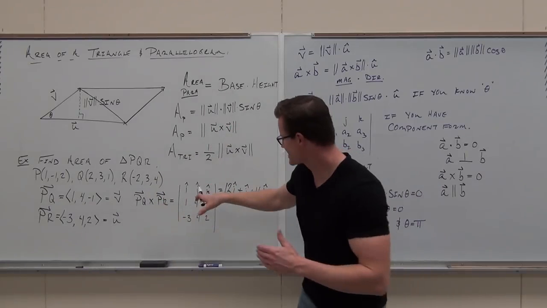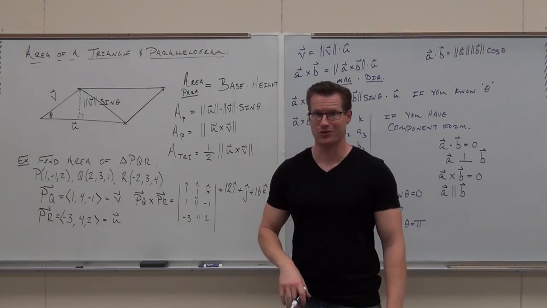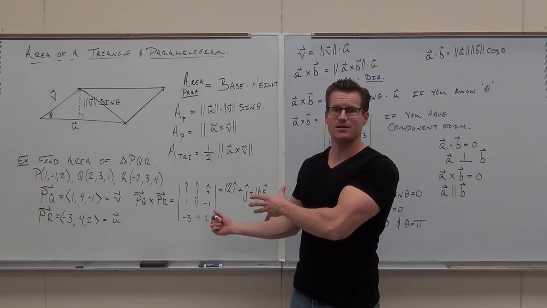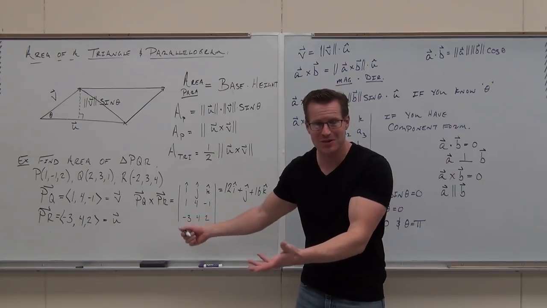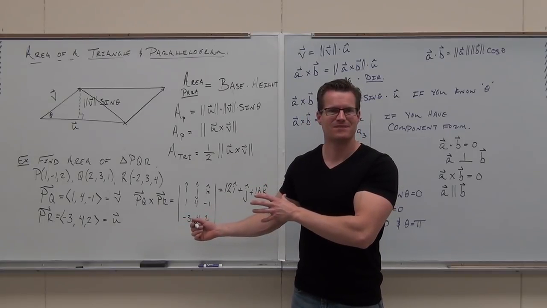Okay, stop right now. What is that? What is this thing? And don't just say it's a vector. What is this vector? Cross product. I know it's a cross product. We just did that cross product. What's it represent? The area.